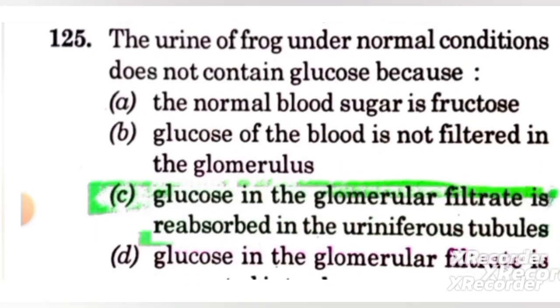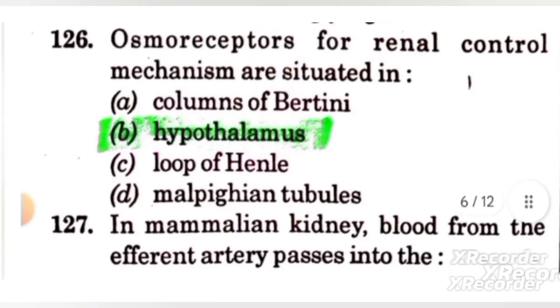Next, 125. The urine of frog under normal condition does not contain glucose because? Answer C, glucose in the glomerular filtrate is reabsorbed in the uriniferous tubules. Next, 126. Osmoreceptors for renal control mechanism are situated in? Answer B, hypothalamus.